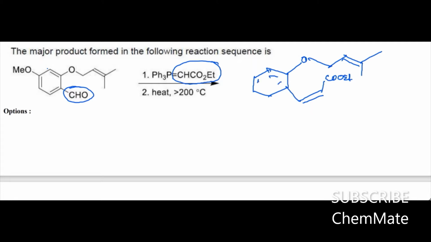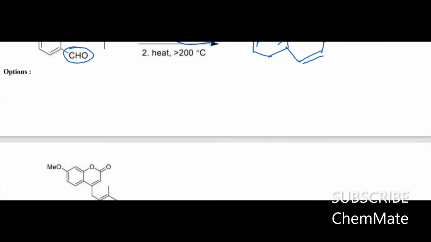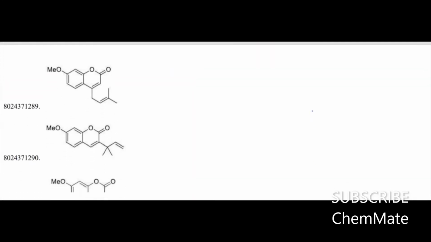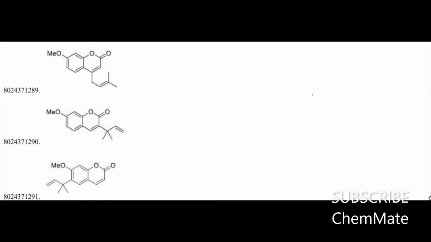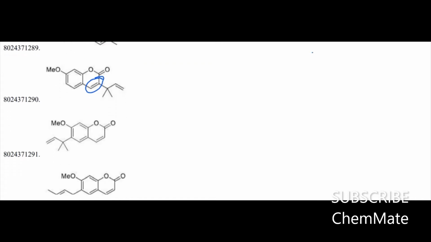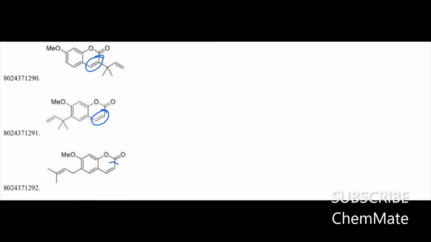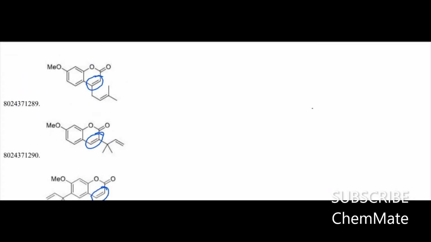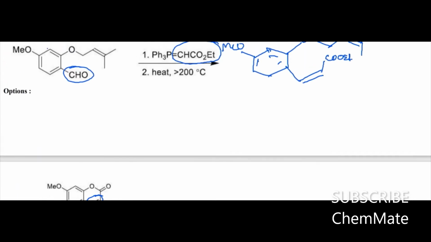This will be the first product. Now you may have one doubt that I am drawing this in a cis configuration, but this is a stabilized halide, so the trans product will be the major product. But if we see the options, then all these cases have the cis configuration. So the reaction must be kinetically controlled and the product is cis.